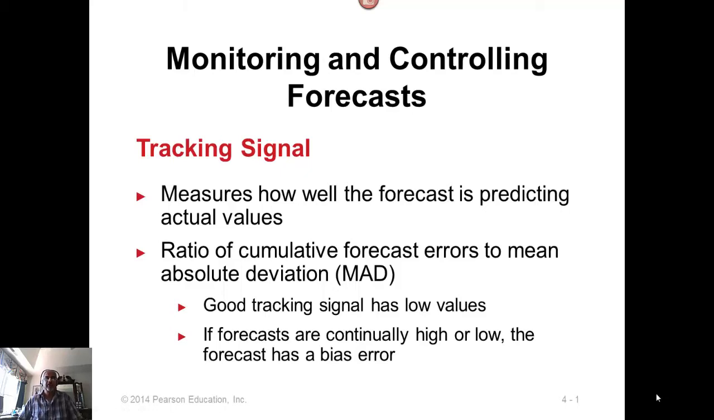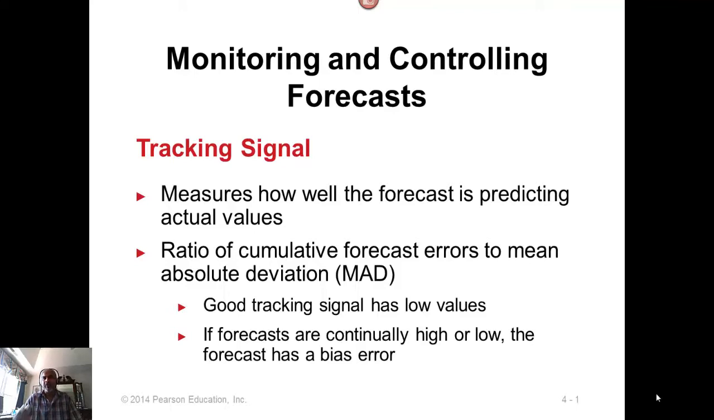Next, let's look at what is called tracking signal. Tracking signal is used to monitor a forecast and see whether it is continuing to produce good, accurate forecasts for us. So once you do an analysis, you figure out what model to use and what parameters to use, and then you set it up in an automated fashion, and the new data comes in and the new forecast gets calculated automatically using the formulas that you have set up.